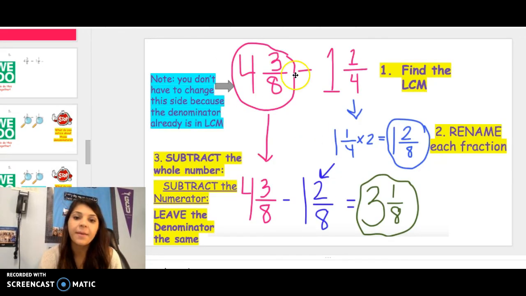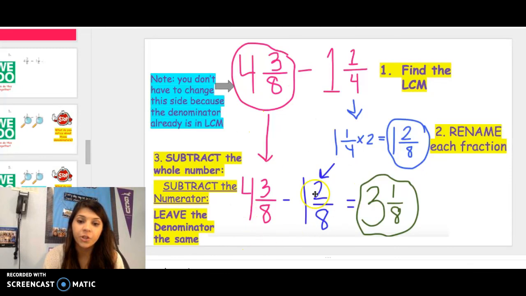In fact, I actually kept this 4 3/8 the same, and I brought it directly down, right? And as I bring it down, I don't touch it. But I have to do something to this right side, the 1 1/4, because it needs to equal this bottom denominator 8. So in order to do that, I know my least common multiple for them is 8, so I multiply to get there. So I do 1 1/4 times 2. So I ignore this 1 for right now. I just focus on multiplying the 1/4 times 2 to get 2/8, and I combine the number again to get 1 2/8. Okay, so this is my new name that I renamed this fraction to.